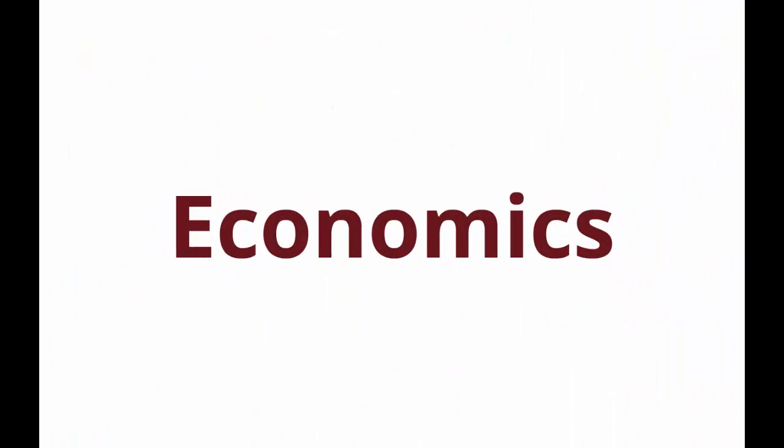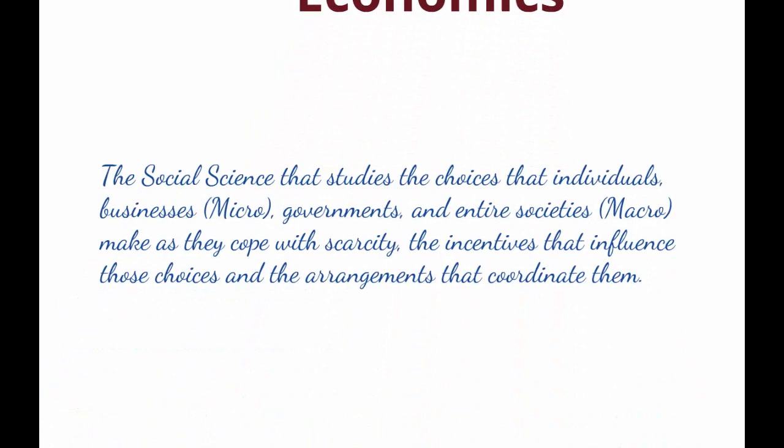Now, economics itself is then the study, or the social science that studies, the choices that individuals, businesses, that's microeconomics, governments and entire societies, macroeconomics, make as they cope with scarcity, the incentives that influence those choices, and the arrangements that coordinate them. So what does that mean? Basically, it's the study of the choices we make, whether the we is individuals, whether the we is businesses, families, governments, societies. It's the choices we make as we face scarcity. It's what things people can dangle in front of us as either things that will make us make a decision or make us not make a decision, and what sort of arrangements exist or markets in order for those decisions to be made.